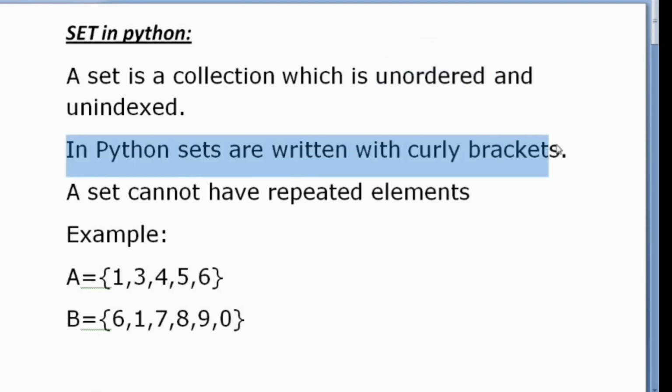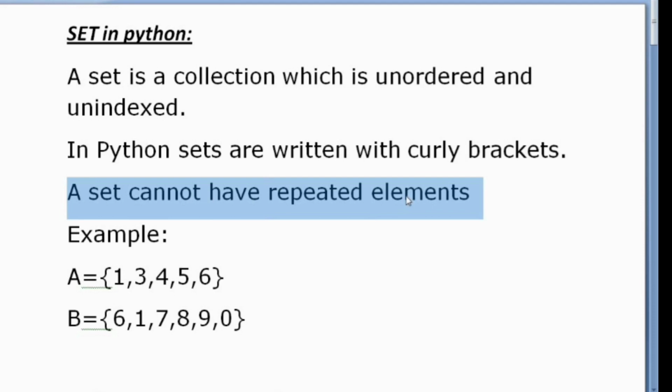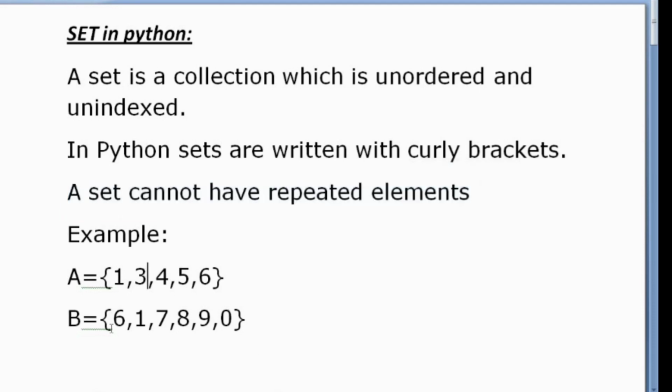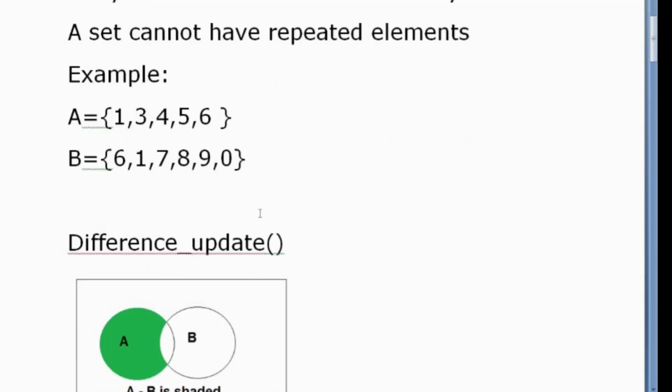So in Python, sets are written within curly brackets. A set cannot have repeated elements, so A and B represent sets. It cannot have repeated elements, that is, like this we cannot have. Here 1 is repeated. Now if we print A, it will return only these elements. It will not return this one because a set cannot have repeated elements. But in another set we can have the same element that we have in the previous set. That is not a problem at all.